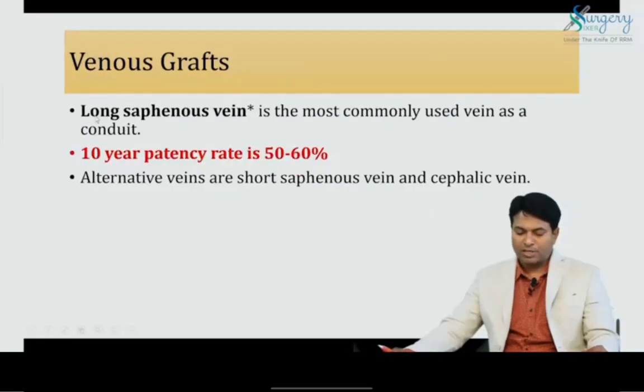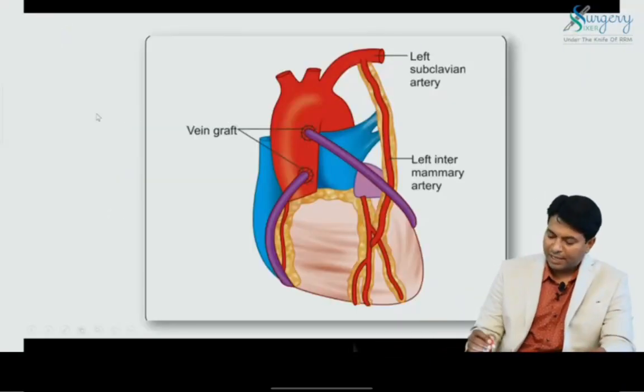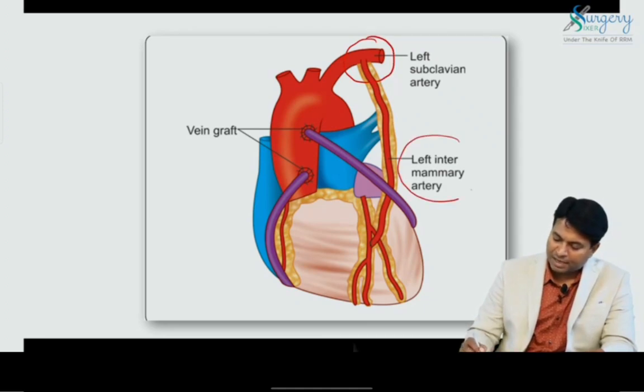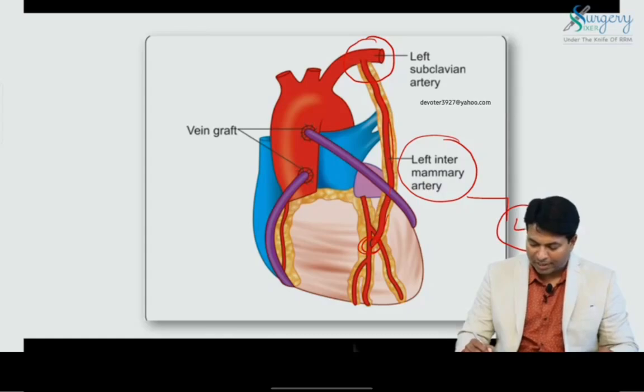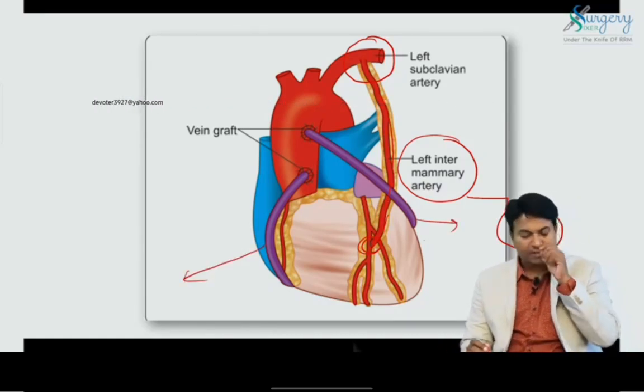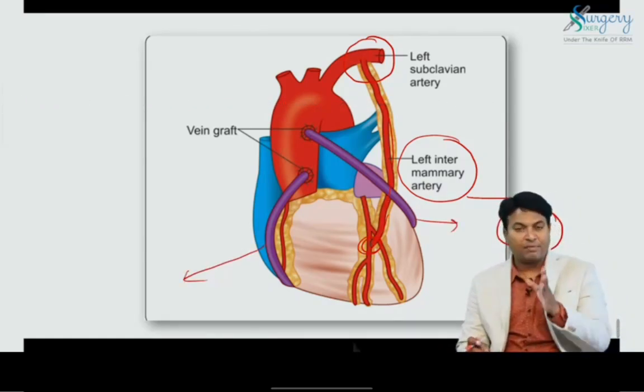Now these points we have discussed. This is how you do bypass. In this picture, you can see the LIMA coming from the left subclavian artery and supplying the left anterior descending artery. For the left anterior descending artery, the LIMA brings blood from the left subclavian artery like this. Other vessels are usually done with the help of the saphenous vein. A venous graft is used for the others, but for the main vessel we use the LIMA.